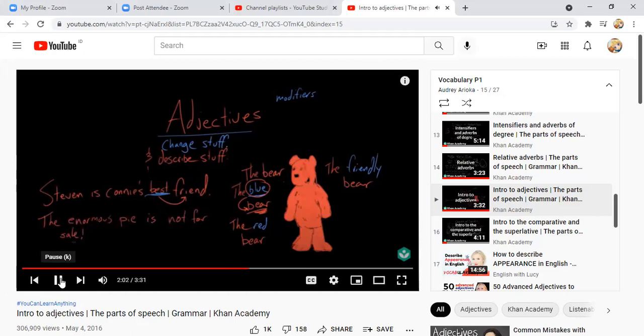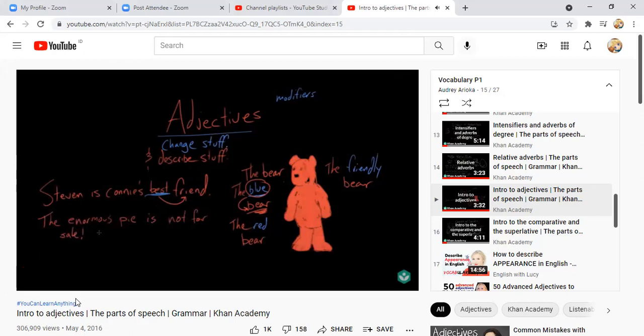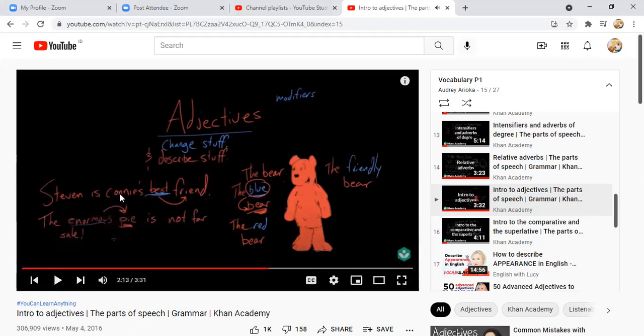The enormous pie is not for sale. Now, what's the adjective in that sentence? If you guessed enormous, you would be correct. Enormous, which means very big, is modifying or changing the word pie. Okay, I'm going to show you a little bit of a picture about this. Enormous.